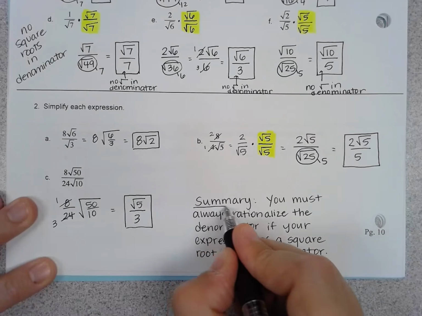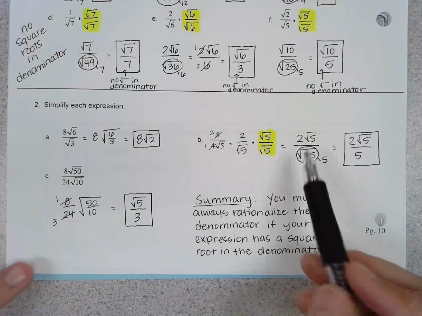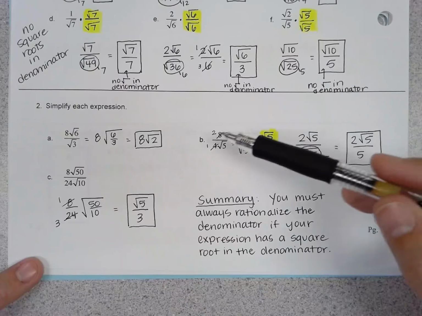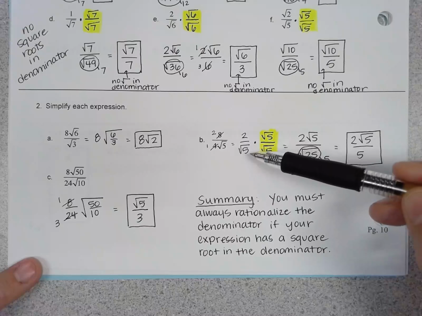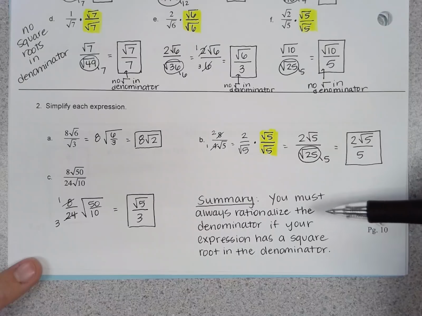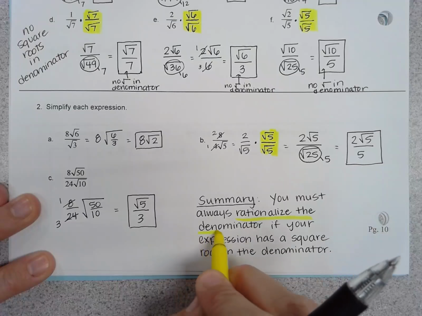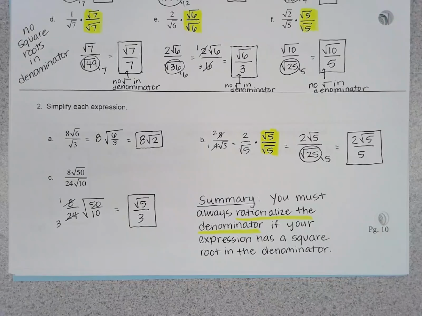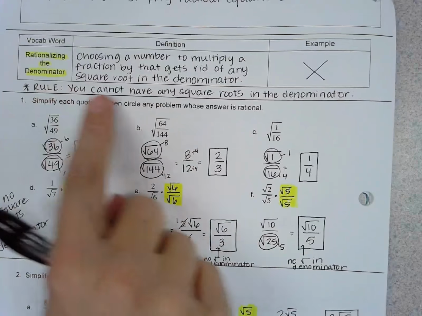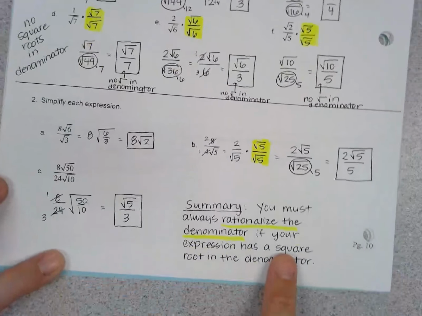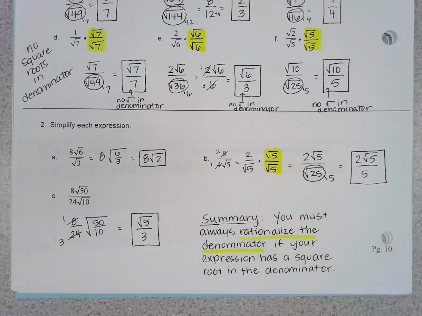So this summary is talking about once you simplify, like on letter B right here, we simplified a little bit, we still had a square root in the denominator, and so that's when we had to do the yellow step. Rationalize the denominator is your yellow step from up above. So we would always have to rationalize the denominator if the expression had a square root in the denominator, since you can't have any square roots in the denominator when you're simplifying radical expressions.